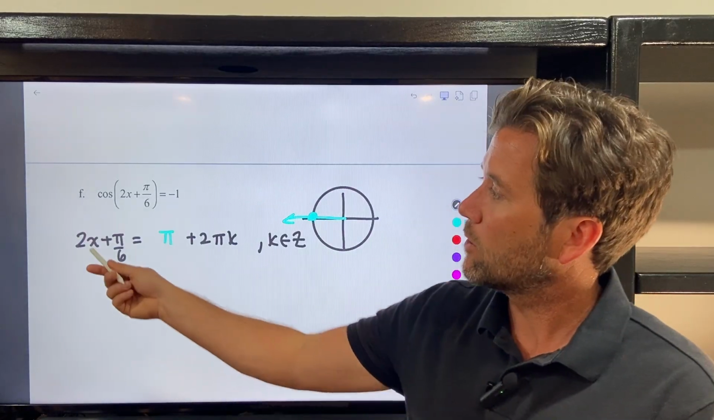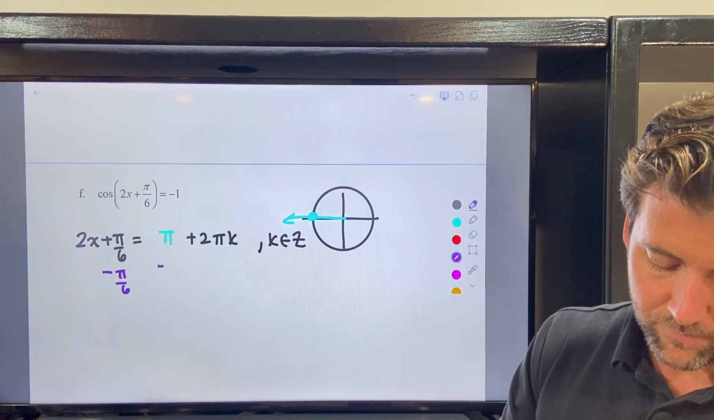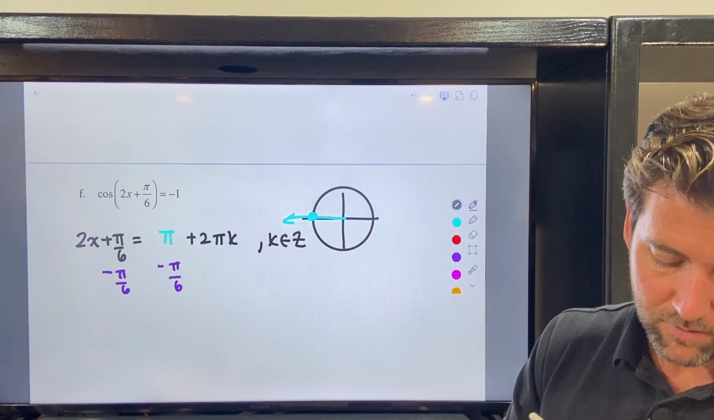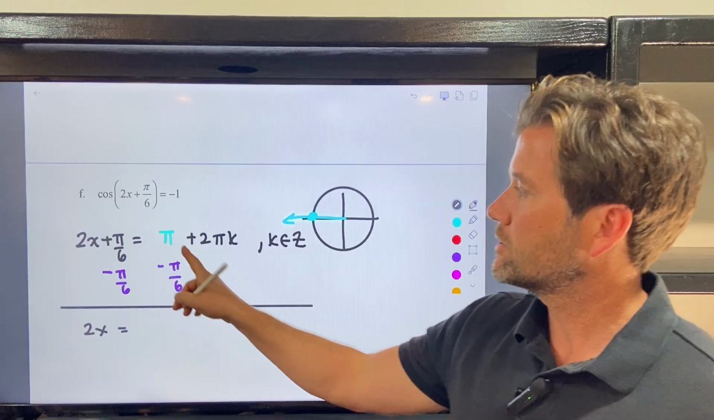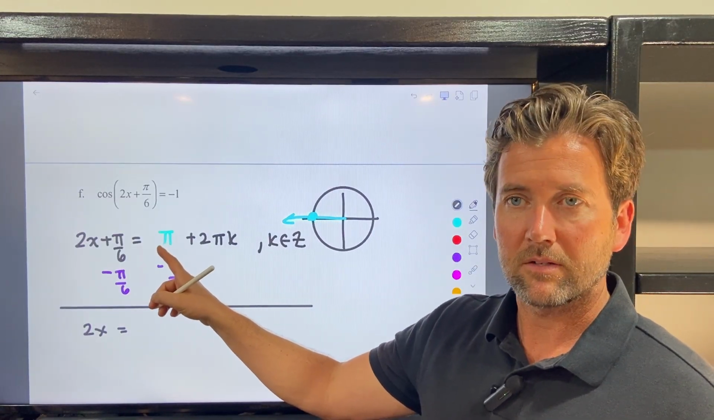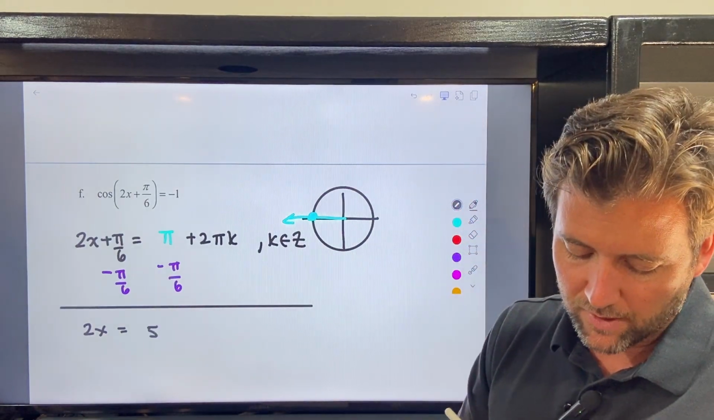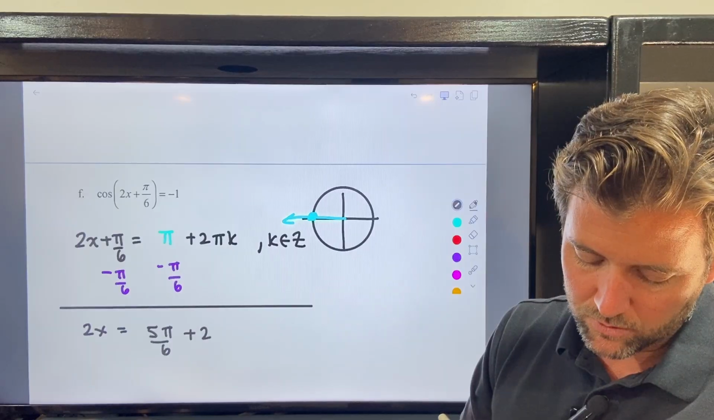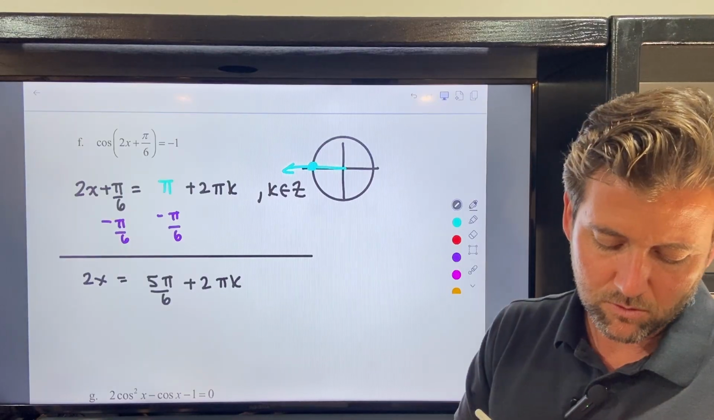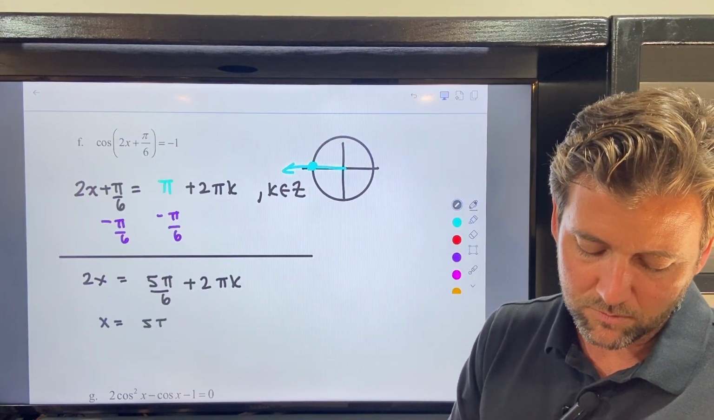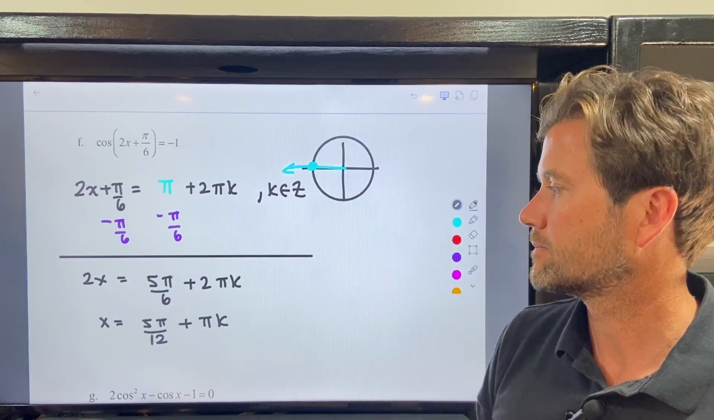So I'm going to subtract. I want to solve for x. I'm going to subtract pi over 6 from both sides of the equation. So this is 2x. This is pi, or 6 pi over 6. 6 pi over 6 is 1 pi, minus 1 pi over 6. That will reduce to 5 pi over 6 plus 2 pi k. Divide every term by 2, or multiply both sides by a half, whatever you want to do. Same thing. You get 5 pi over 12 plus pi k.